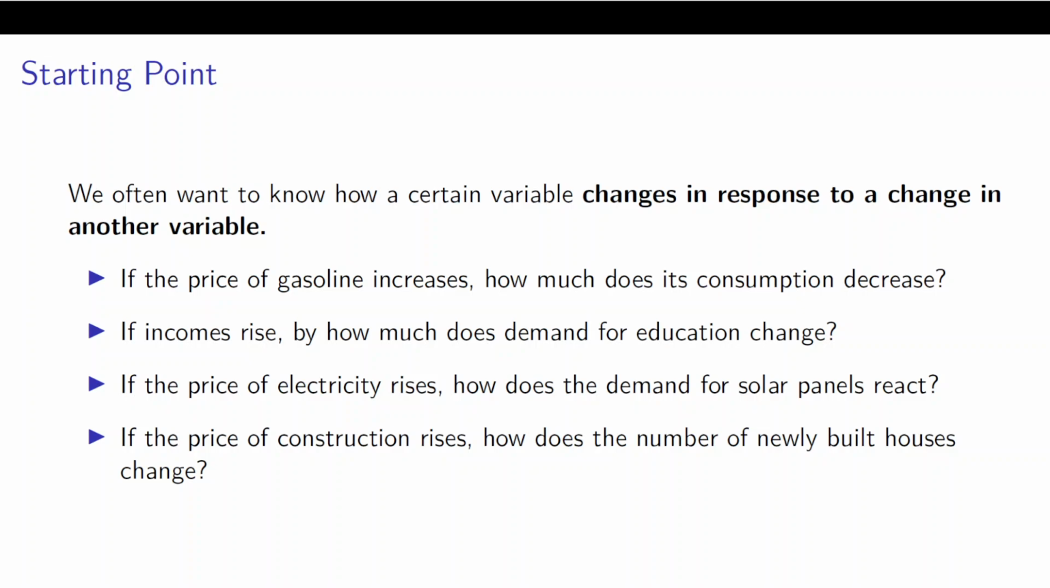Or in the third example, we may ask the question how the demand for one good, in this case solar panels, reacts when the price of another good changes, in this case electricity. So we are interested in the cross elasticity of demand. If the price of one good changes, how does the demand for the other good react? And of course, we can also be interested in changes to supply if prices change. So the last example here would be the price elasticity of supply. If the price of construction rises, for example, how does this affect the number of newly built houses?